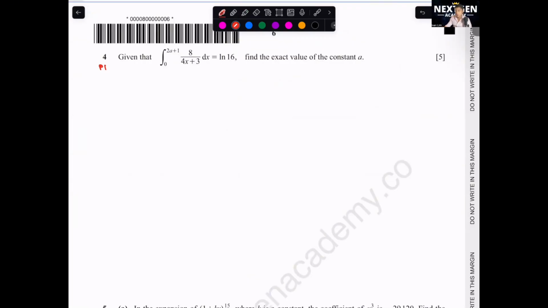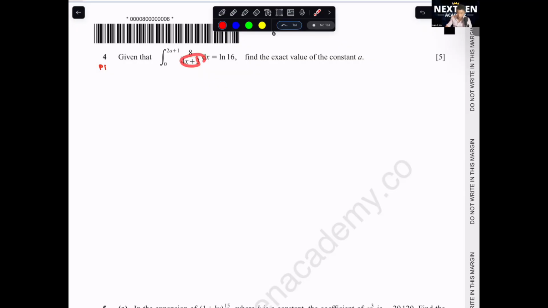All right, 8 over 4x plus 3. What is the integration here? You have to be careful. This is the most common mistake that students make for integration. When the expression at the bottom is x to the power of 1, so even the one here is x to the power of 1, don't go and change it to chain rule. Don't bring it on top. This one is ln. You always have to remember.